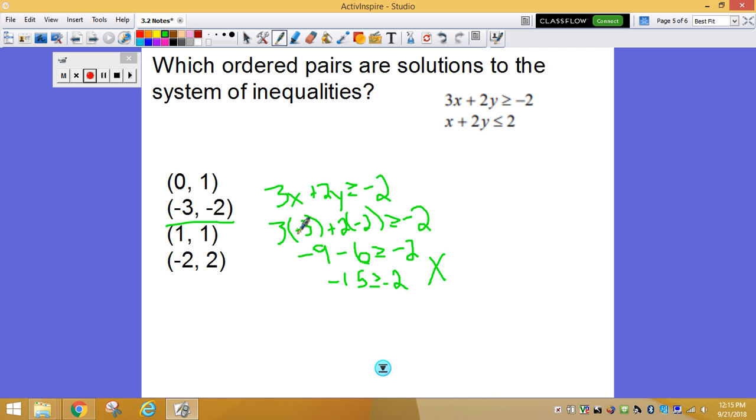So I can go ahead and stop. If it doesn't work for 1, then you're done. It's not a solution. So 0, 1 was a solution. Negative 3, negative 2 is not a solution.